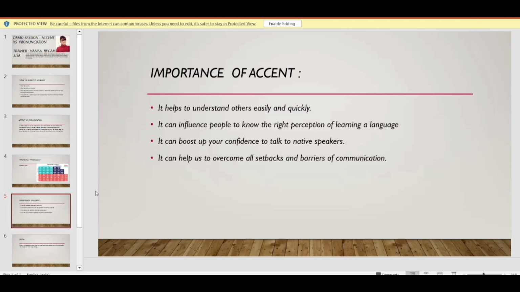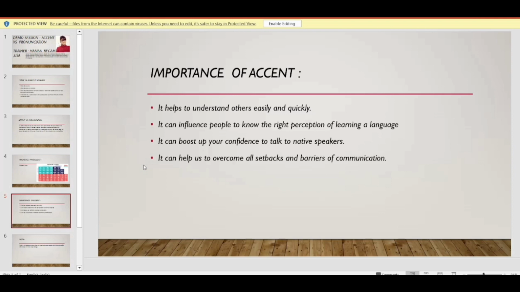Next, it can influence people to know the right perception of learning a language. It's very easy to understand the intrinsic meaning of the sentence. Next one is it can boost up your confidence to talk to native speakers. For example, if for the first time you have come to America or United Kingdom, sometimes you will lose your confidence. Why? Because of your accent.